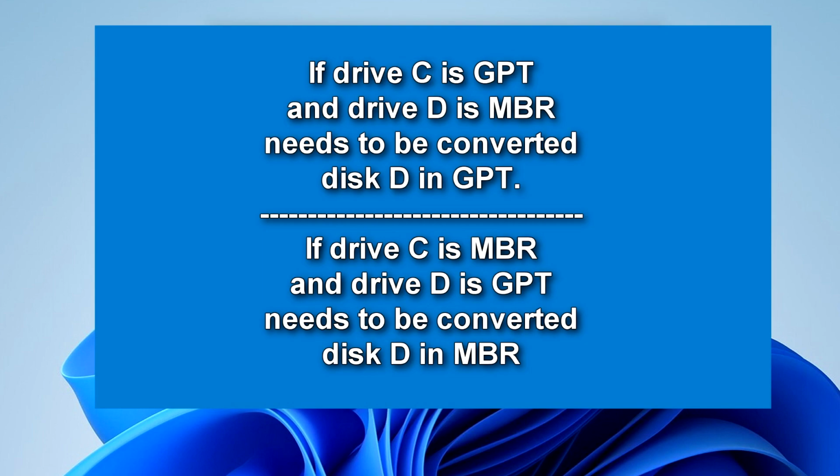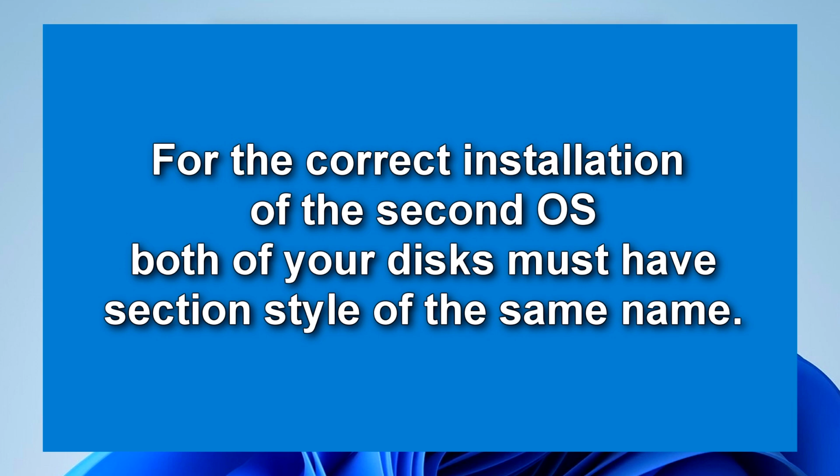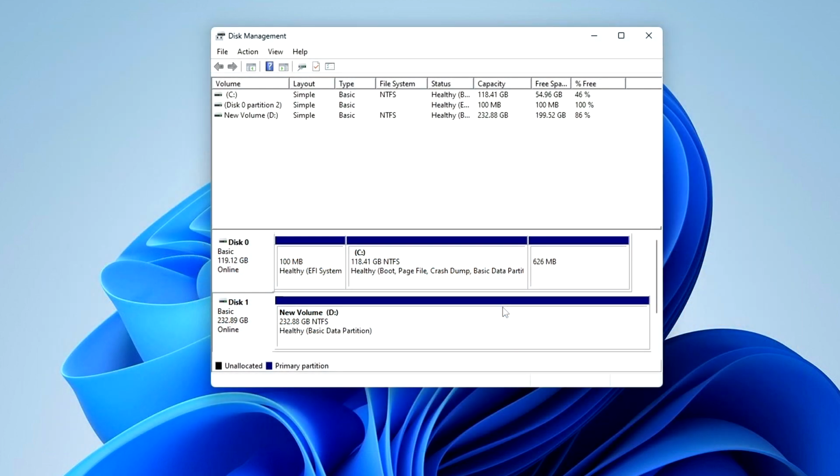But if your C drive is GPT style and the second drive is MBR, then you need to convert the second drive to GPT. And if your C drive has an MBR partition style, then you should convert the second disk to MBR. That is, for the correct installation of the second operating system, both of your disks must have the same partition style. If any of you have the same partition style on your disks and don't need to convert your disks, then you can skip this part of the video, and I'll show other users how to convert the second disk.